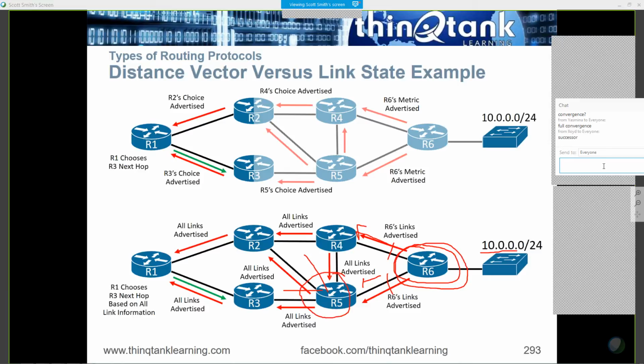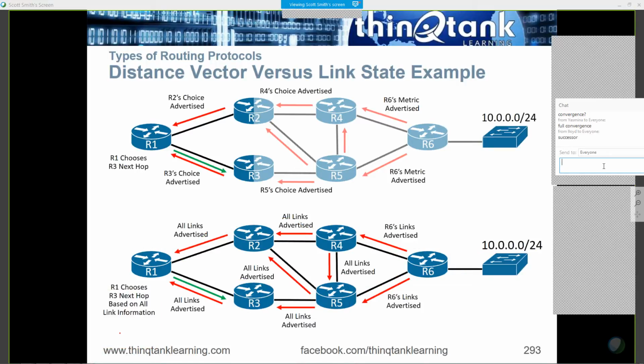So by the time I get to R3 and R2, there is a database of every single link between every router down to the 10.0.0.0 subnet. That goes into something called a link state database. By the time I get to router 1, it has a complete picture of every path that exists in this network. That's why the databases in link state protocols are much larger, because the routers store all link information.